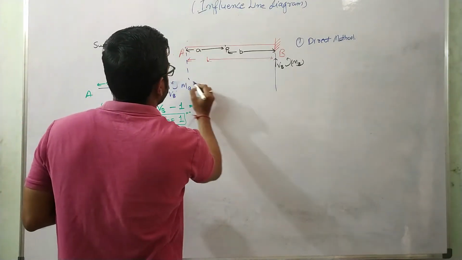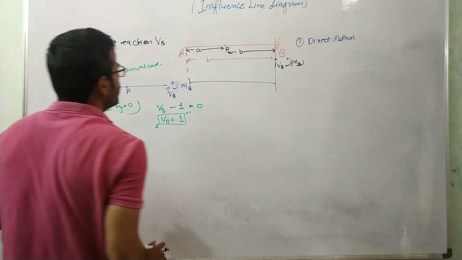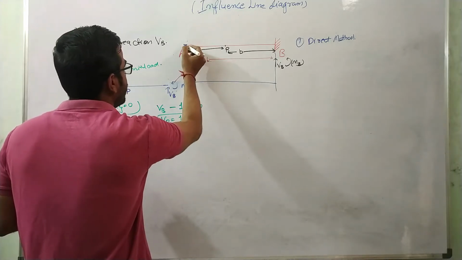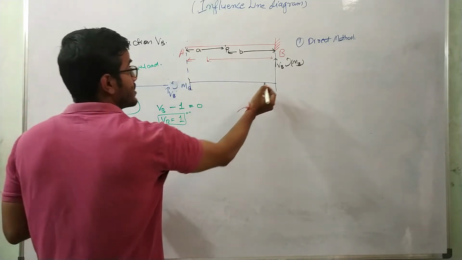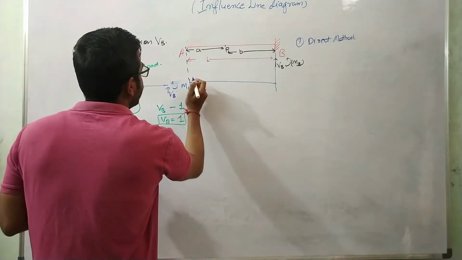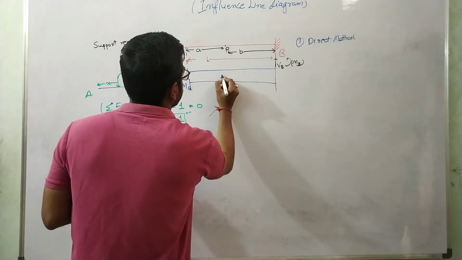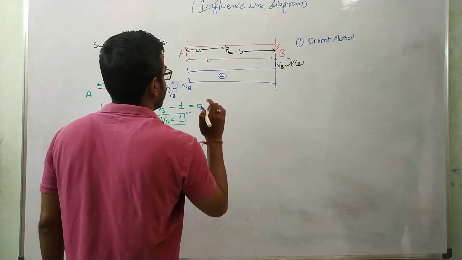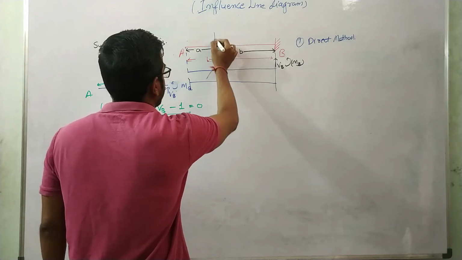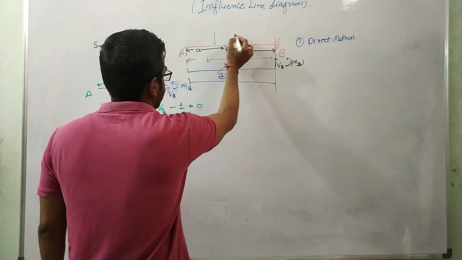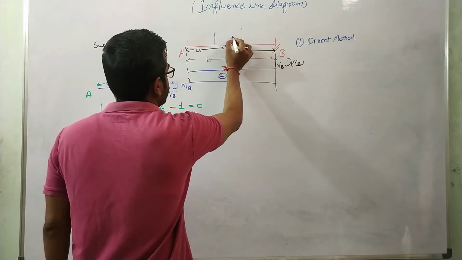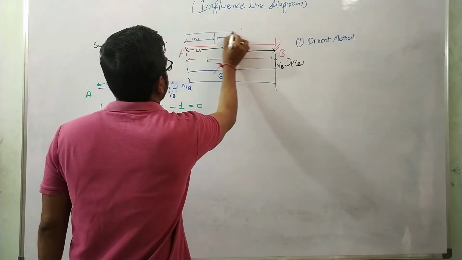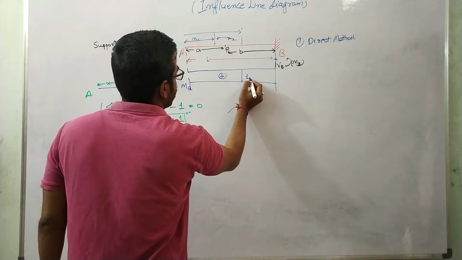As you can see, if the load is acting at point A, then also the support reaction generated at B will be equal to 1. So the ILD will look like this, irrespective of where the load is acting. Suppose the load is acting at a distance x1 over here, still the ordinate of VB will be 1. If it is acting at a distance x2 from A, where this is x1 and this is x2, still the ordinate of this influence line diagram is 1.